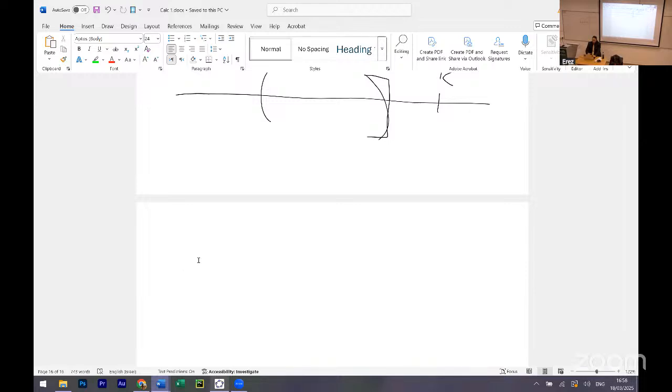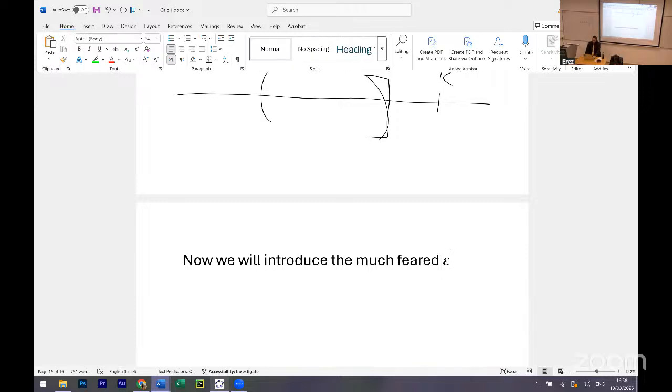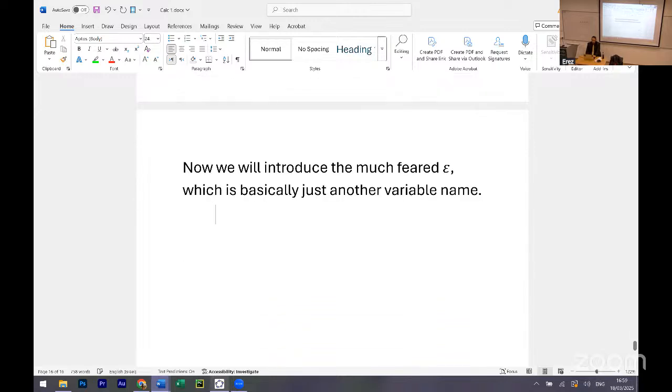Now we will introduce the much feared epsilon. Epsilon, okay, which is basically just another variable name. It's not a specific number. There is no number epsilon. Epsilon is like X and Y, but it's used in hard to understand definitions, so it's feared. But other than that, just a number. And we will introduce it slowly.